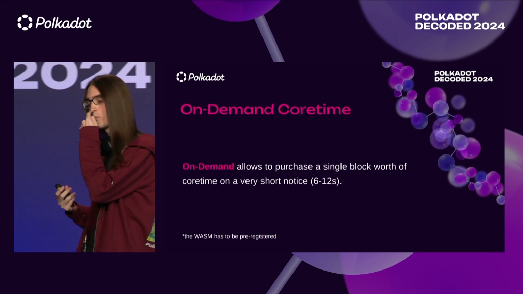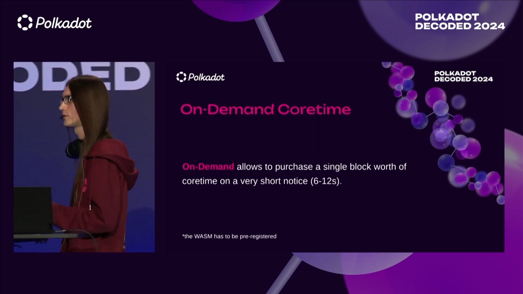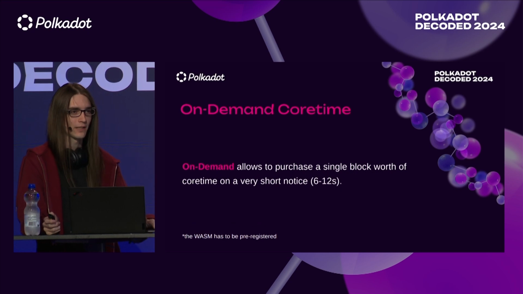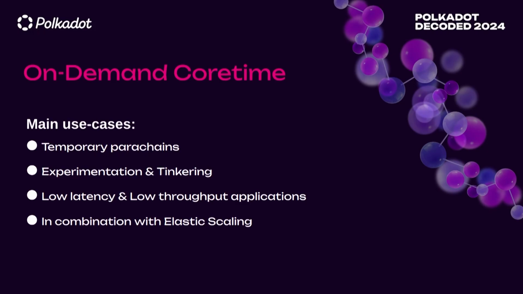It's right now pretty expensive to do it. There are currently very solid discussions around lowering this fee significantly to yet again remove another point of friction for the teams to be able to deploy and build quicker and experiment as much as they can. And OnDemand will be best suited for teams that want to create very temporary parachains, experimentation, and teams that just don't need that much block space but still care about latency. And it has very, very nice quirks in combination with elastic scaling, and I'll get to that in a second.